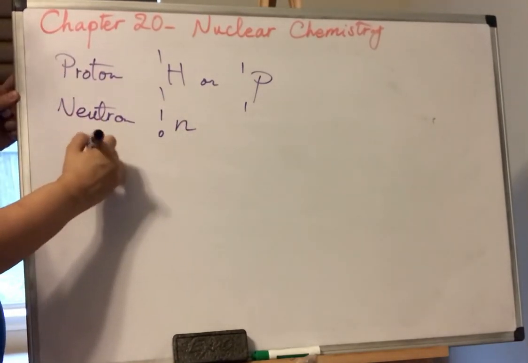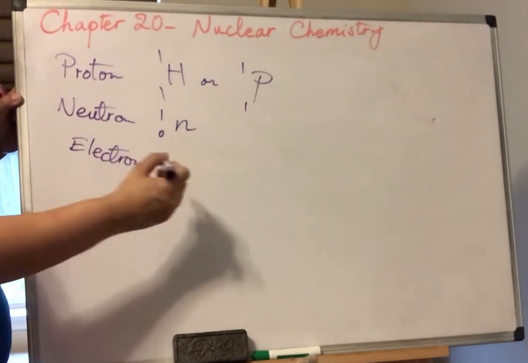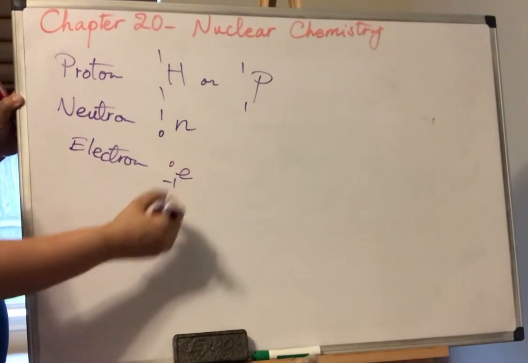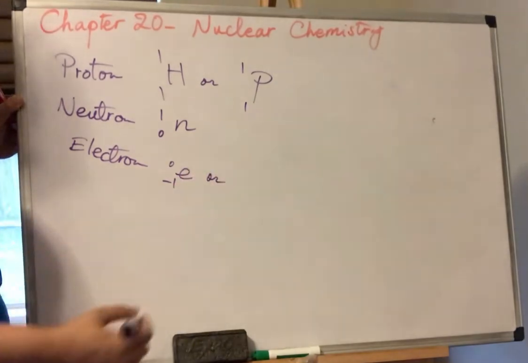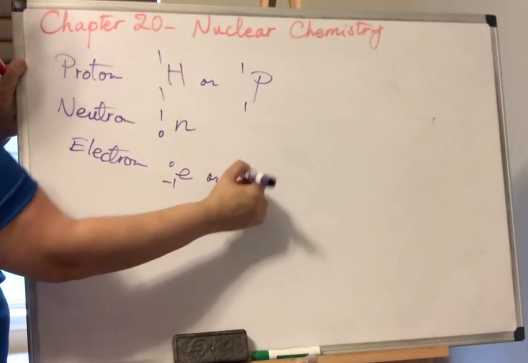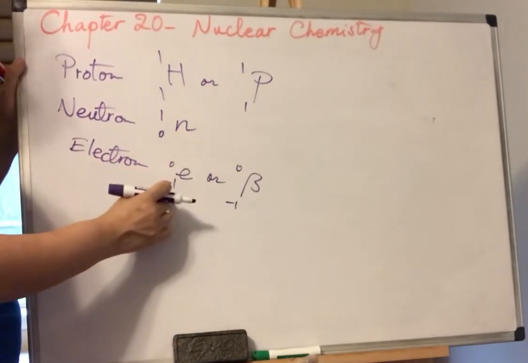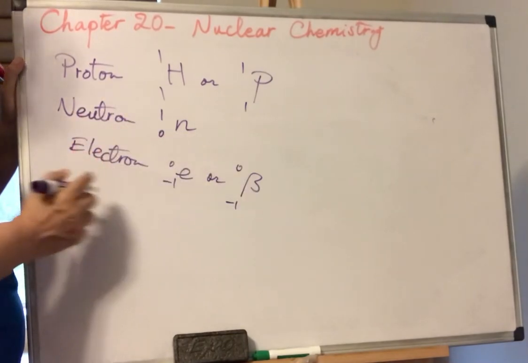Electron, it has a -1 charge and no mass. Now, since we are in the nuclear chemistry chapter, we can call it a beta particle. So from now on, when we say beta particle, it means electron. And the symbol is this.